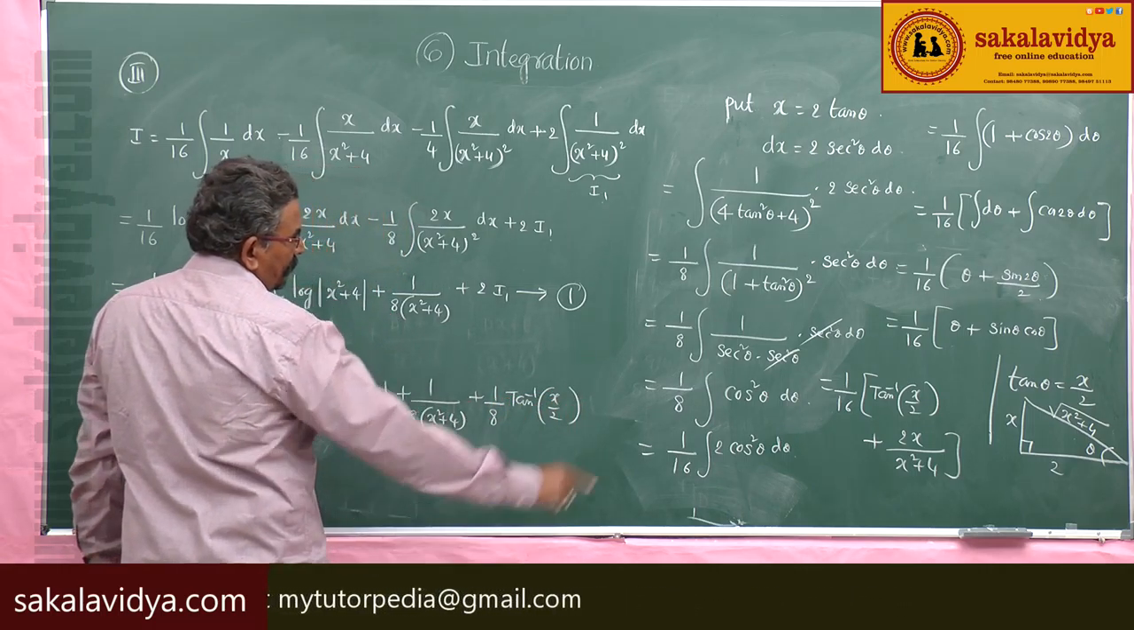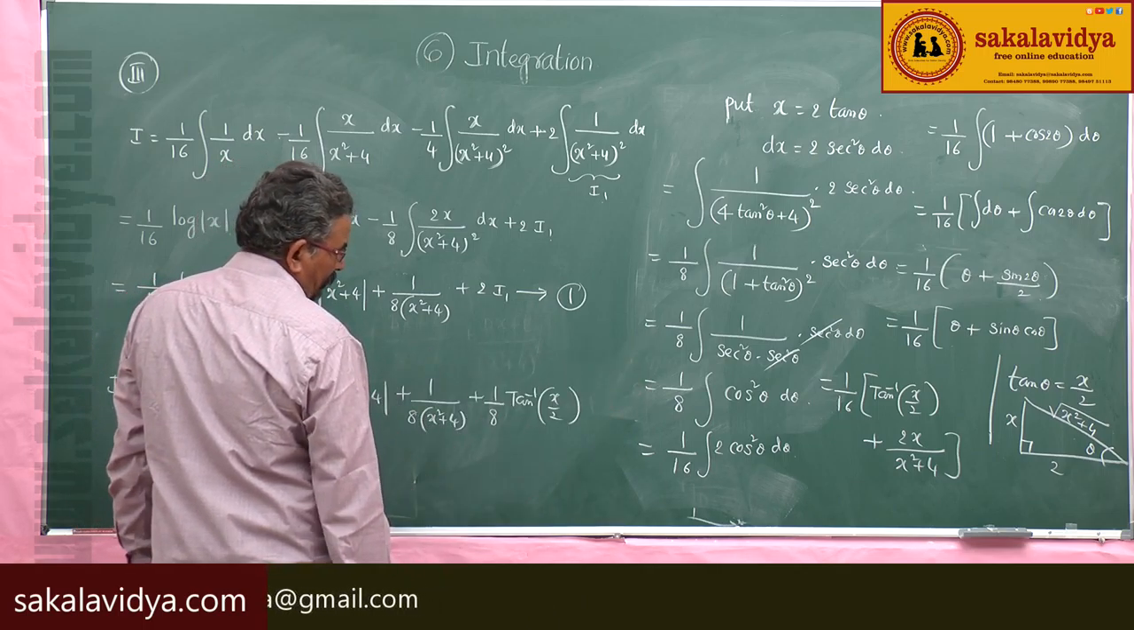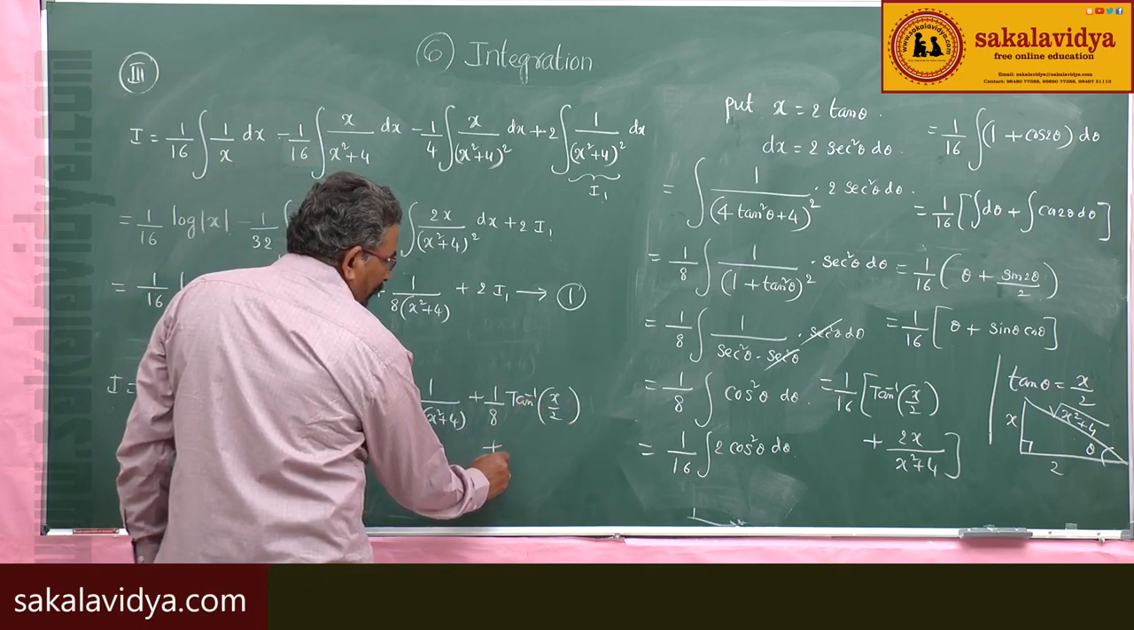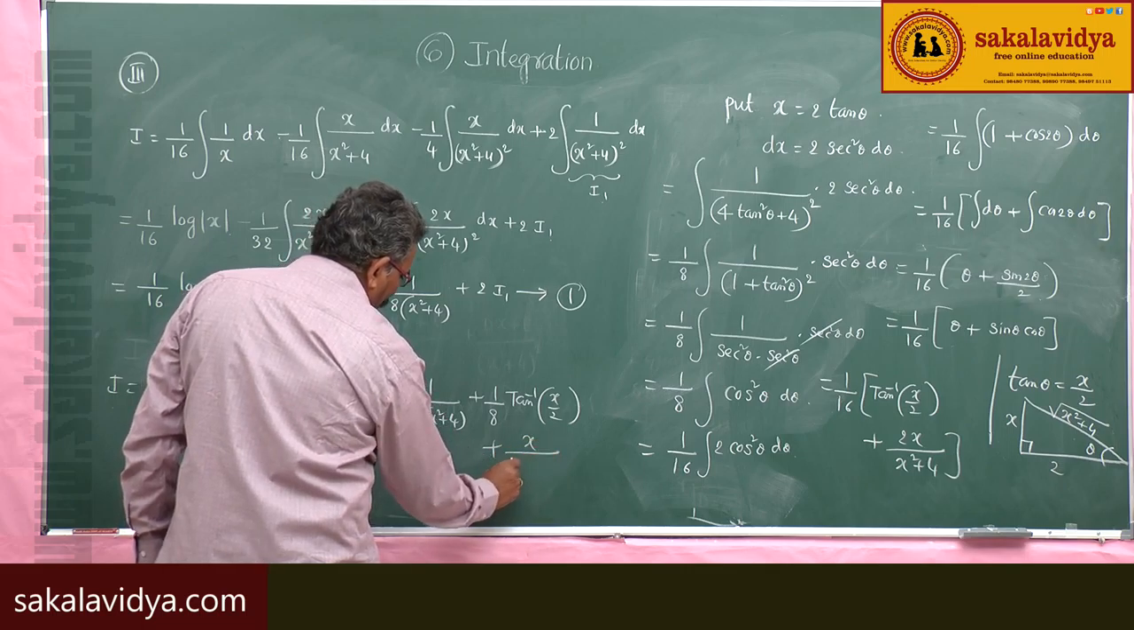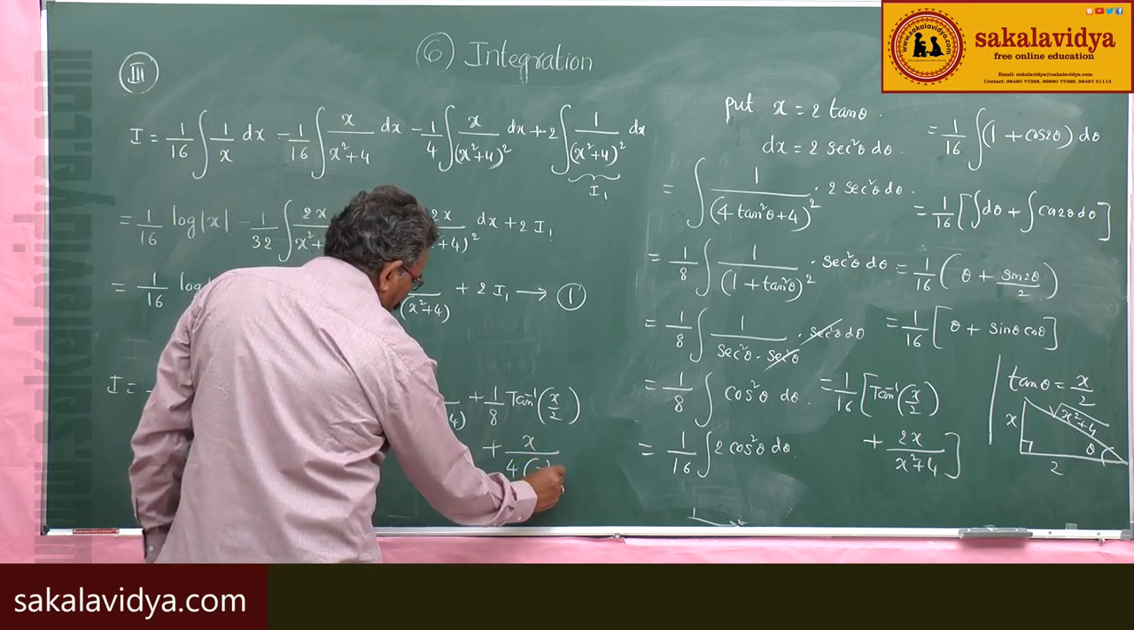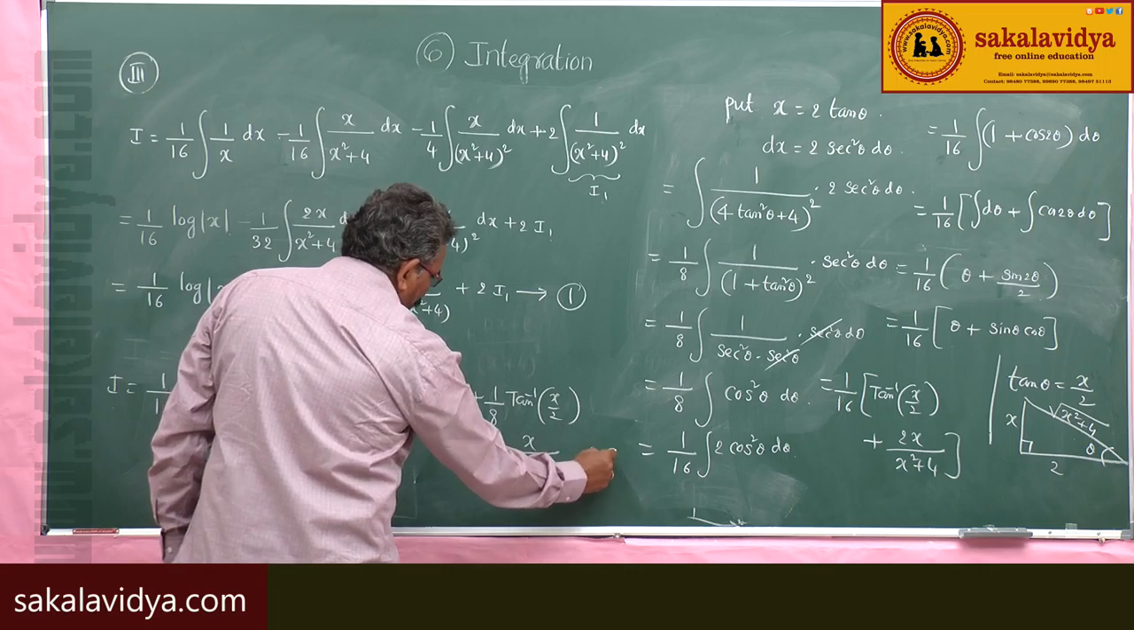Okay. Now, plus 1 by x by 4 times x square plus 4 plus constant of integration.